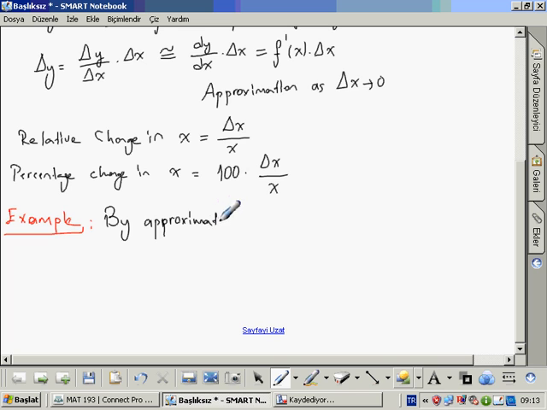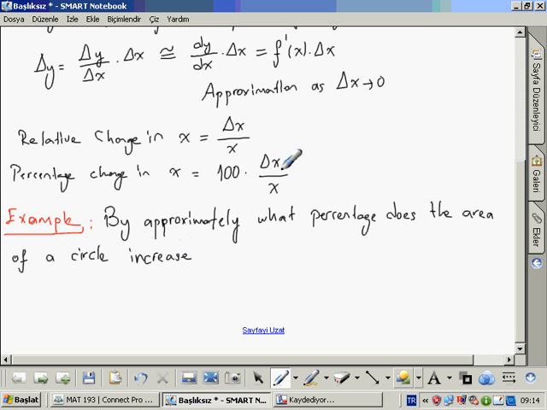By approximately what percentage does the area of a circle increase if the radius increases by 2%? Solution.